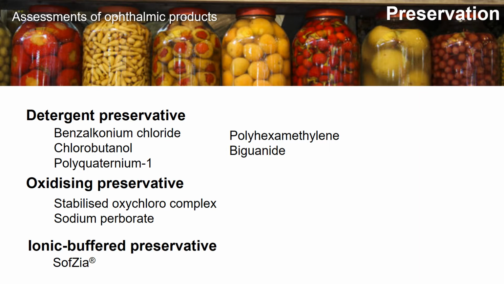Oxidizing preservative, on the other hand, alters the lipid membrane but in a different pattern. It penetrates the membrane and alters DNA, protein and lipid components of bacterial cells. This type of preservative is less toxic. Ionic buffered preservative is one of the latest preservatives available in the market. It reacts similarly like oxidizing preservative but is less cytotoxic to the ocular surface.